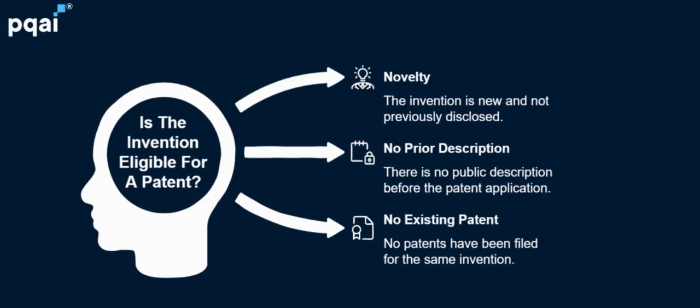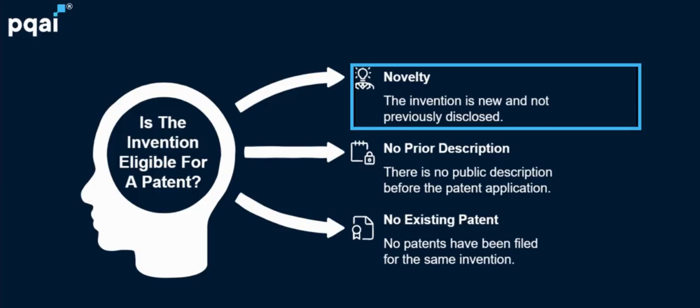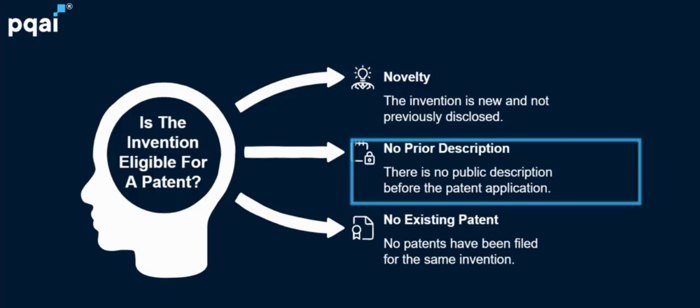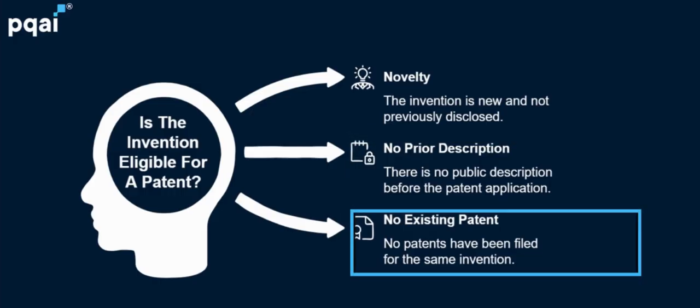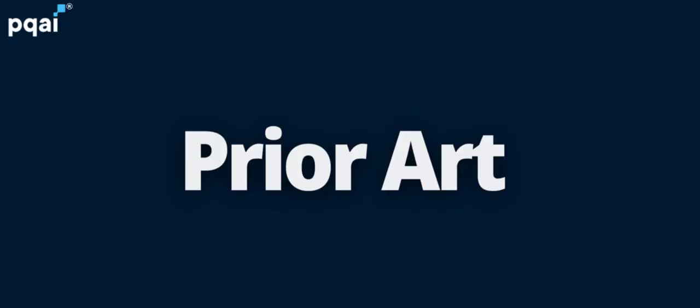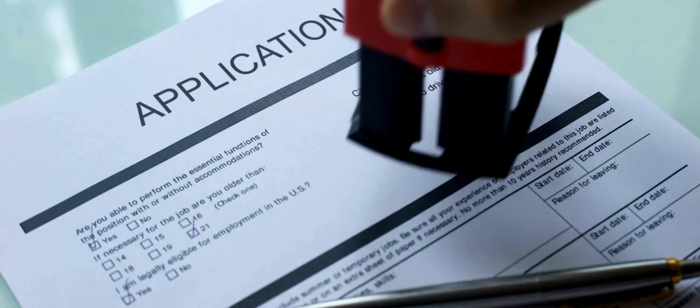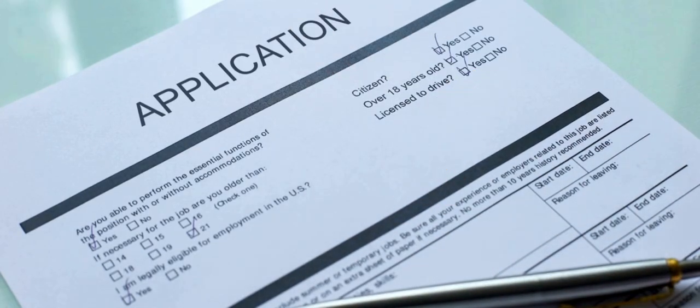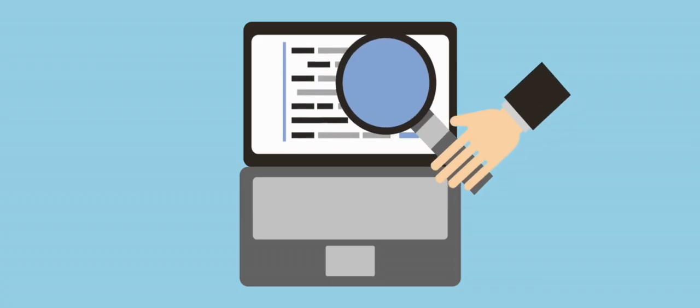If you're an inventor, patent attorney, or entrepreneur, you know that for an invention to be patented, it must be novel. This means no one has publicly shared a description of the invention or filed a patent for it before your application. If any document already describes your invention, that document is considered prior art, and it could prevent your patent from being granted. In this video, we'll show you how to use PQAI to find potential prior art, refine your search, and save useful results for your patent application or investment pitch.